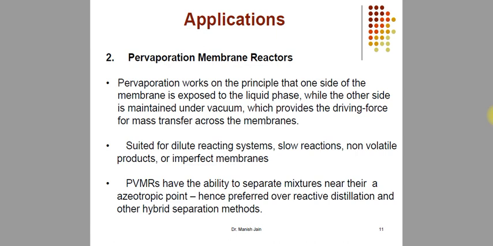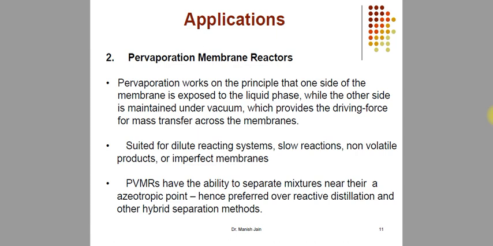So you want to separate out the ethanol from the fermenter, so you can use a membrane based separation process, and the only membrane based separation process which can separate out the azeotropic solution of ethanol and water is pervaporation. So pervaporation is very useful for such a reaction where you produce an azeotropic mixture, and you want to separate out the azeotropic mixtures.